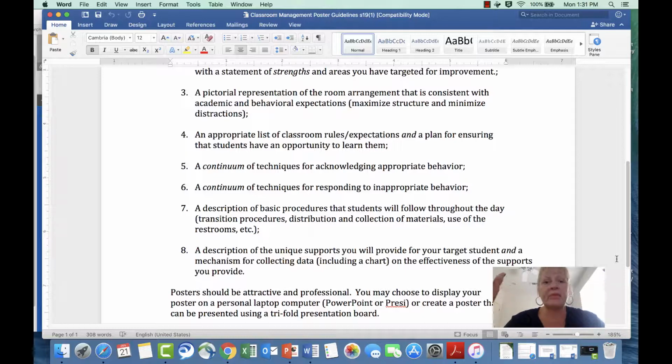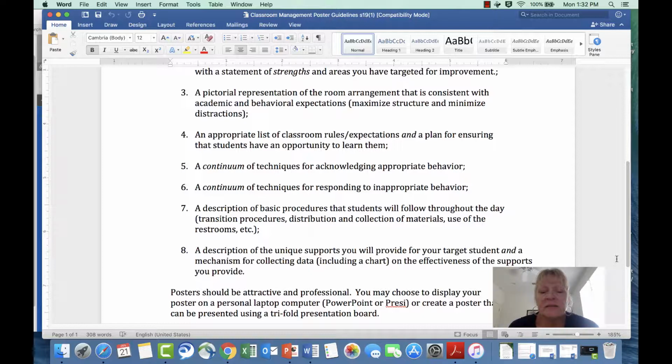You're going to think about things like where supplies are going to be kept, where the trash can is, where the pencil sharpener is, all those things that, if we don't think about them up front, can actually cause difficulties for us as we're trying to manage the classroom environment and use our instructional time wisely.